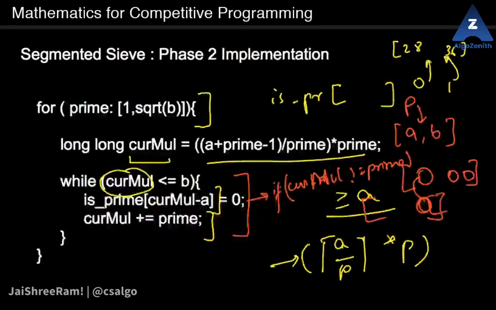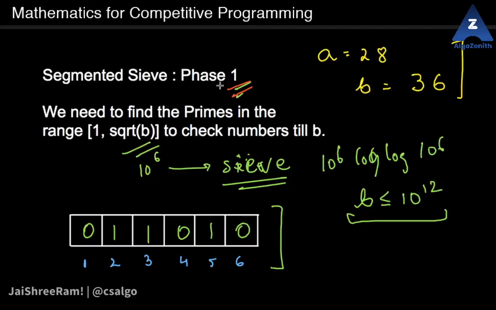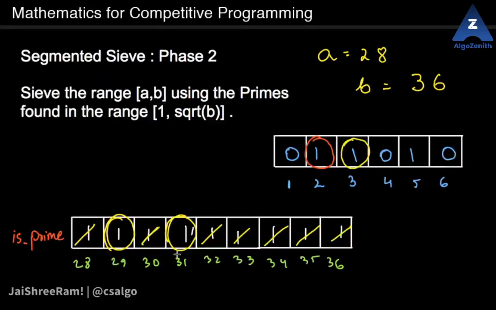So just quickly revising the whole idea. If you want to find the primes in a range a to b, what you can do is find primes in the range 1 to square root of b and use those primes in the range a to b to sieve out the numbers which are their multiples, right? Because they are not going to be prime.